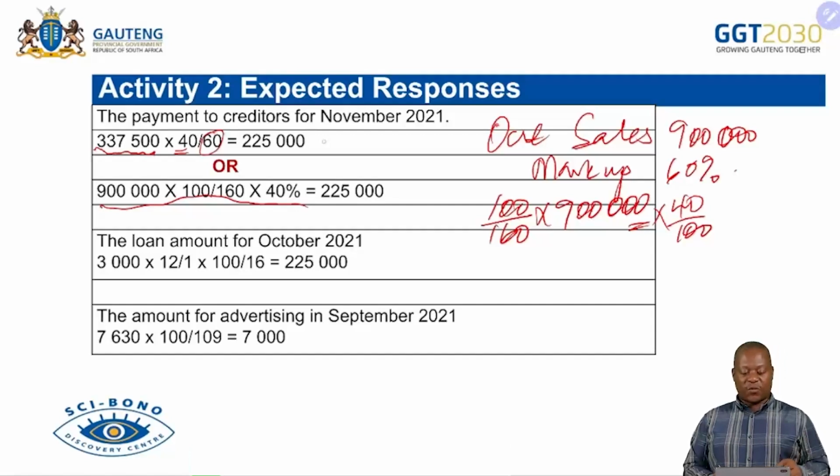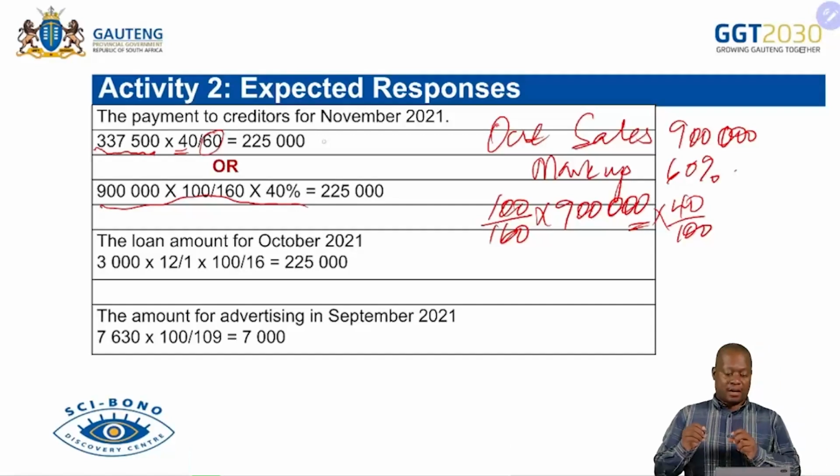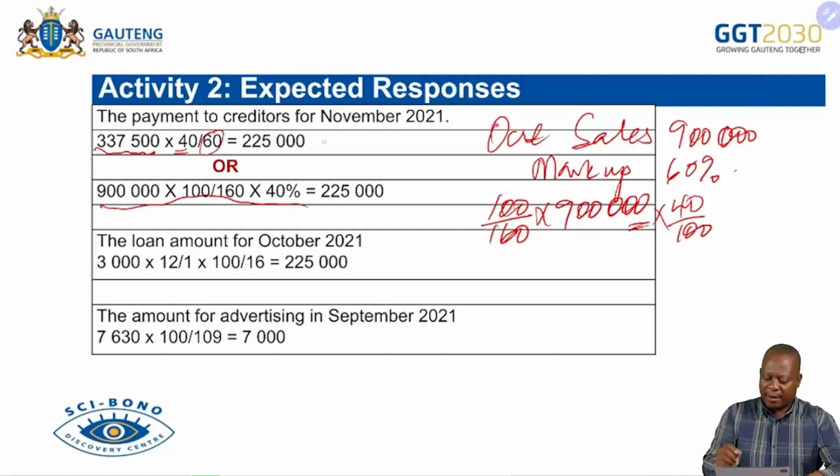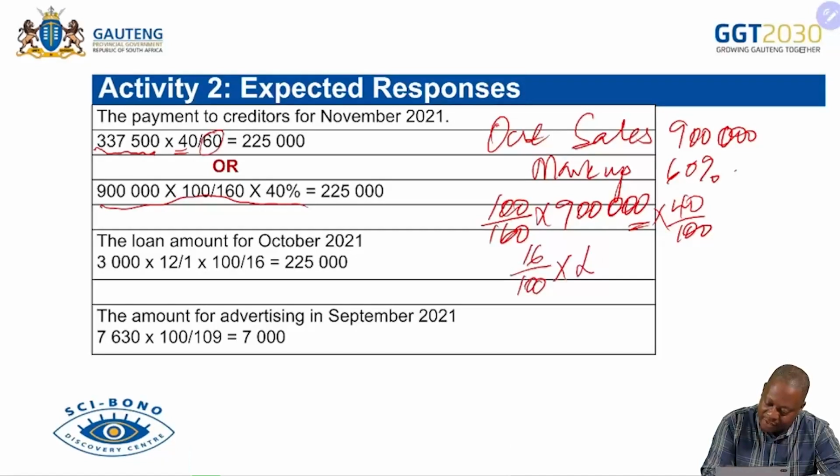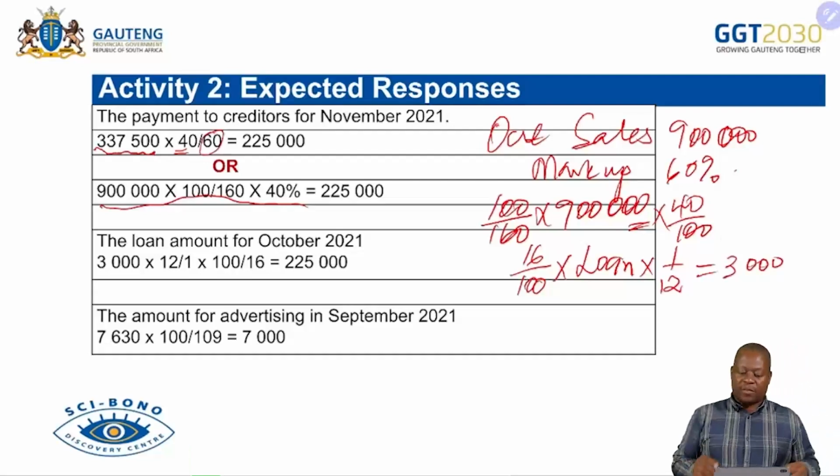Now, let's move on to the loan. They want us to find the loan amount, and the loan amount is always linked to the interest on the loan. Remember what we always say. They said 16%, so we can write 16 over 100 times the loan times 1 over 12 is equal to the interest, which we are given as 3,000.